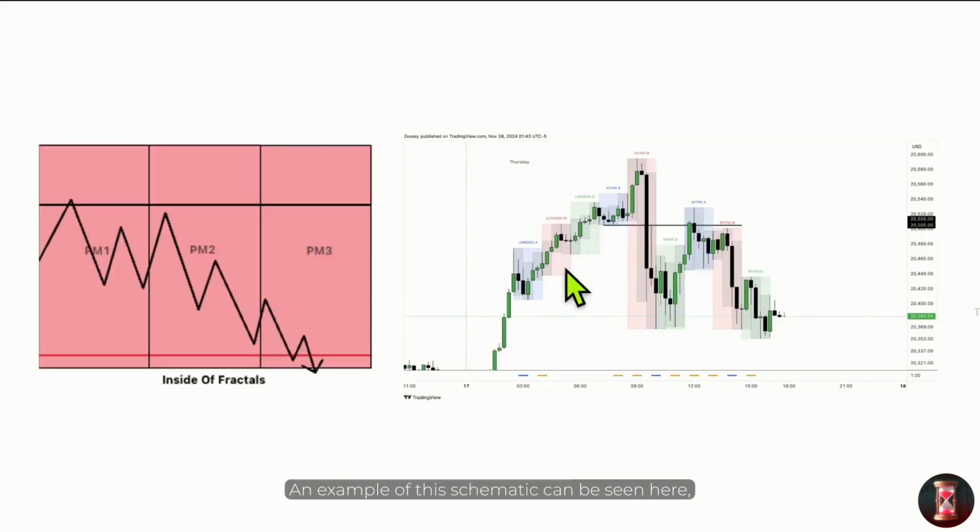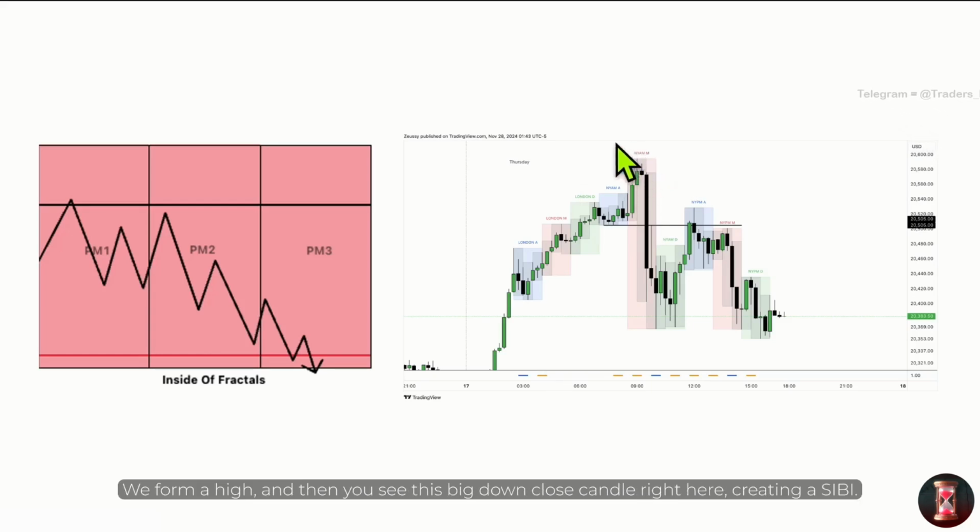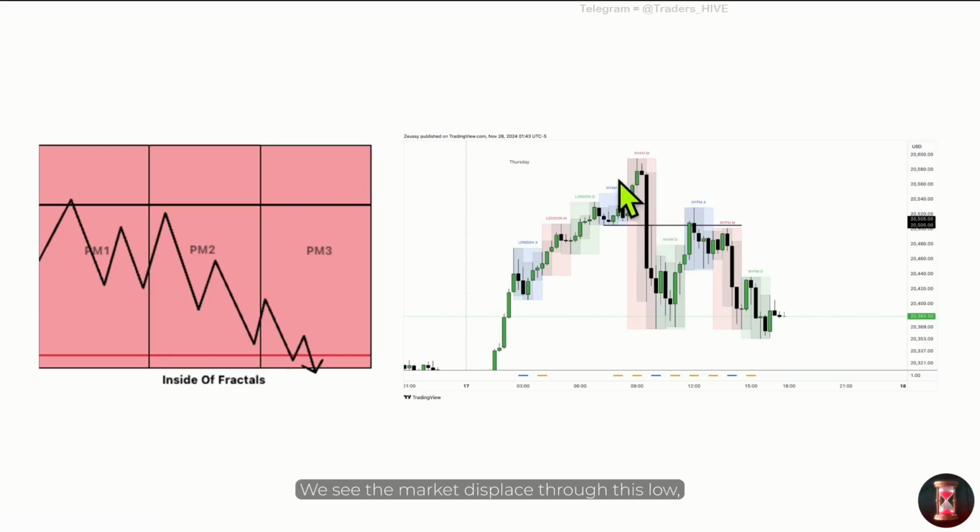An example of this schematic can be seen here, where you can see that initially we saw the market expand towards the upside during the beginning of the morning session. We form a high, and then you see this big down-close candle right here, creating a CB. We see the market displace through this low, and we can see that consolidation is taking place near the latter part of the morning session.